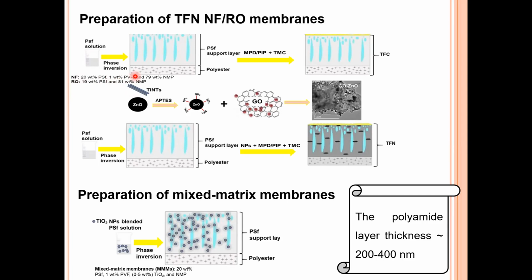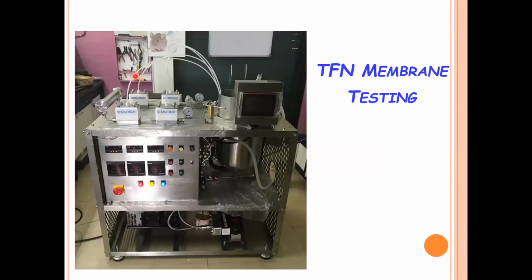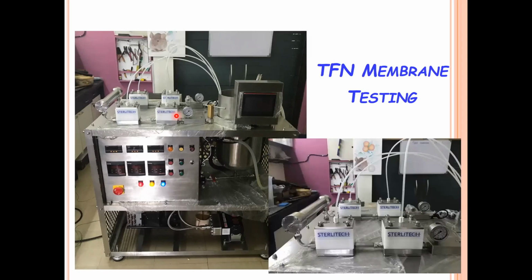Coming to the testing of the membranes, we have the Sterlitech testing kit for the flat sheet as well as the hollow fiber membranes. But for this particular work, I'm going to represent only the flat sheet membranes, and we have 4 parallel lines to test it. It is an automated system. You can see the parameters on the touch screen, where you can control all the settings. This is another close look at the skid.